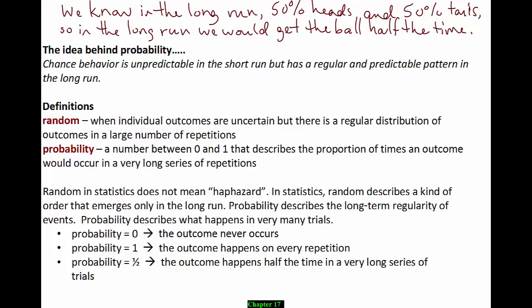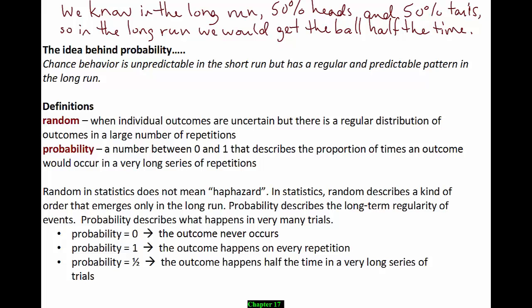Once you discover what that regular pattern is in the large number of repetitions, and you put a number on an outcome to describe how often it occurs in that pattern, that's the probability. The probability is a number between 0 and 1 that describes the proportion of times the outcome would occur in a very large series of repetitions.